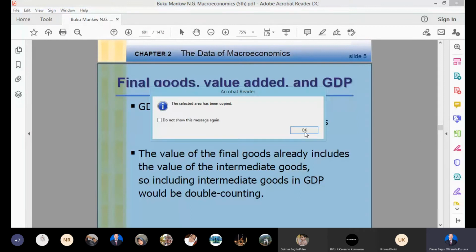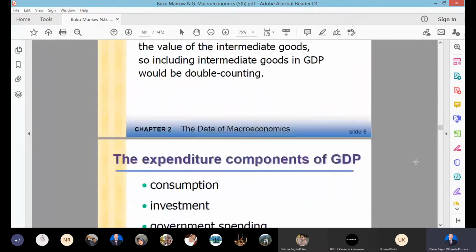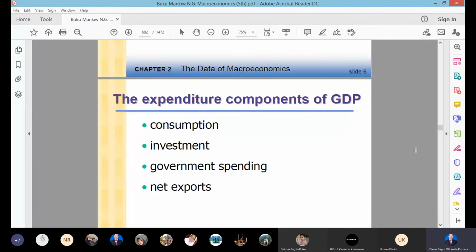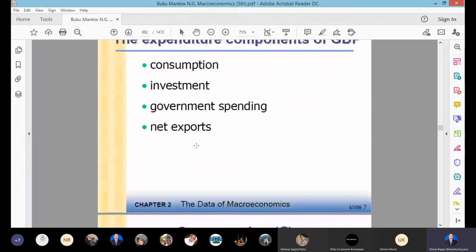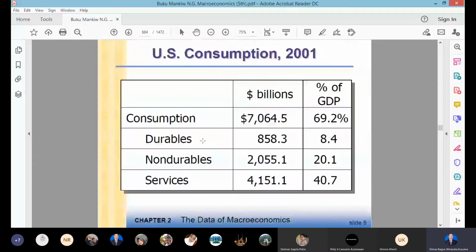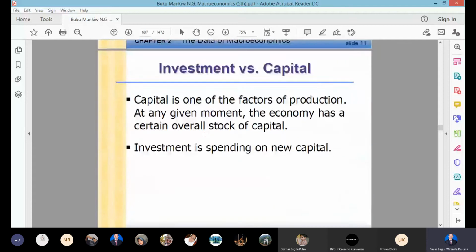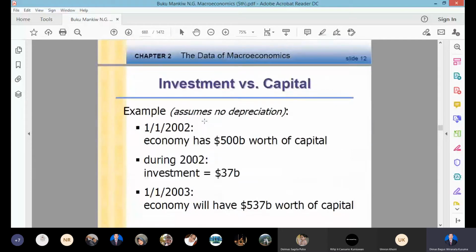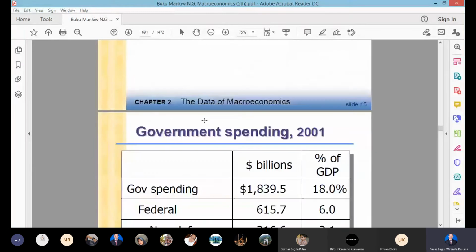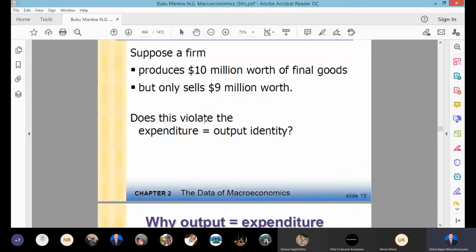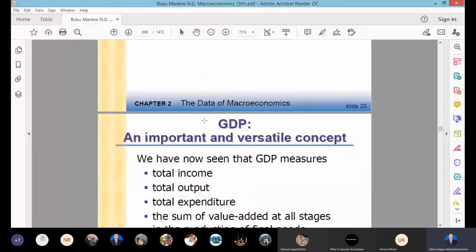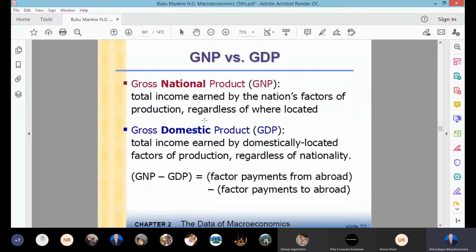Any questions, sisters, brothers, before we continue? Okay, the next one, the expenditure components of GDP, C, I, G, NX. We will discuss this next week, not now. I will proceed to the next one here, about GDP and GNP.